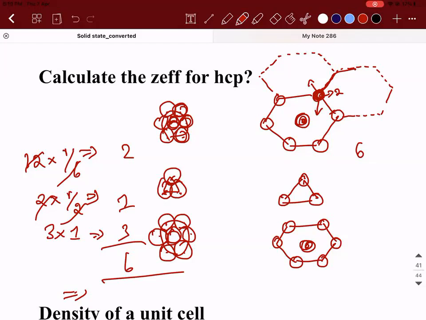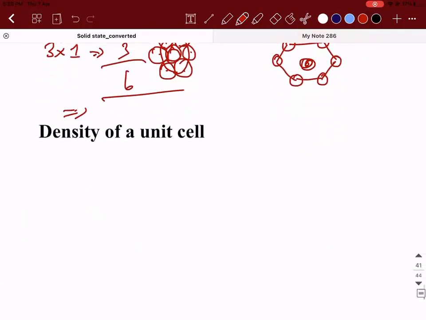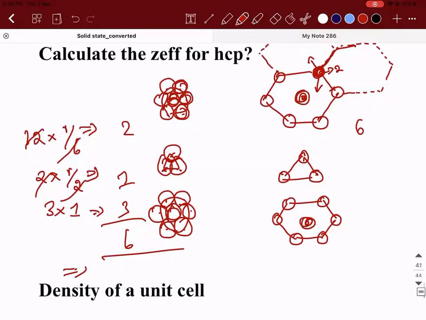I think 50% we got completed. Next is, I think, density. We have problems. Make it fast. Okay, copy it. We will complete.